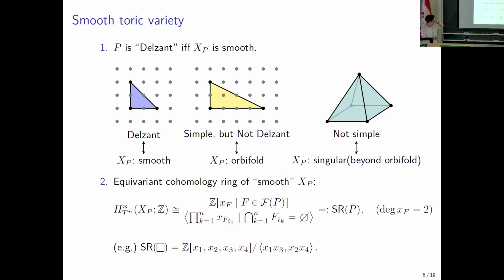For instance, the Stanley-Reisner ring for the square: we have 4 facets, right? So we have to prepare 4 variables in degree 2, x1 through x4. If you index the facets counterclockwise or clockwise, then x1 and x3 do not intersect each other. That's going to be my generator for this ideal. And then x2 and x4, that's another generator, right?